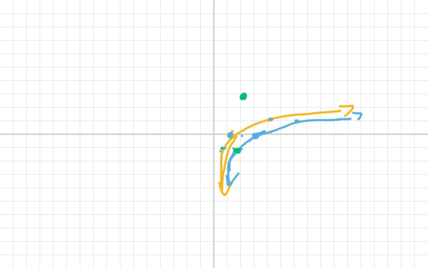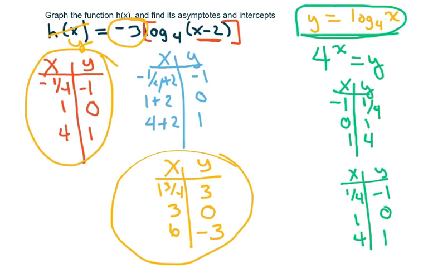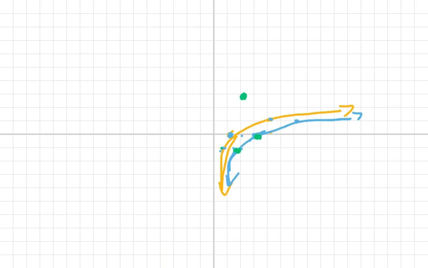Here we go up 1, 2, 3. No, we're still here at 0. And then at 6, we're at negative 3. So I'm back at 6, I go to negative 3. So it shifts down this way.